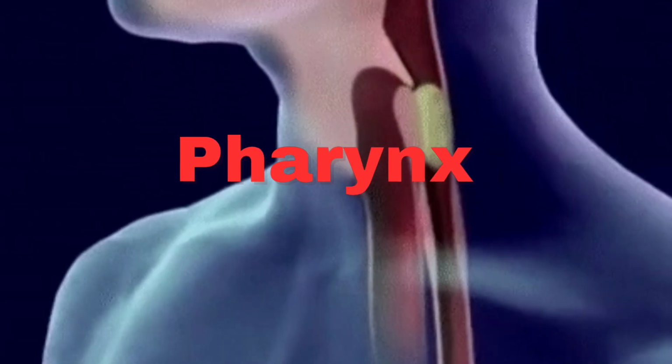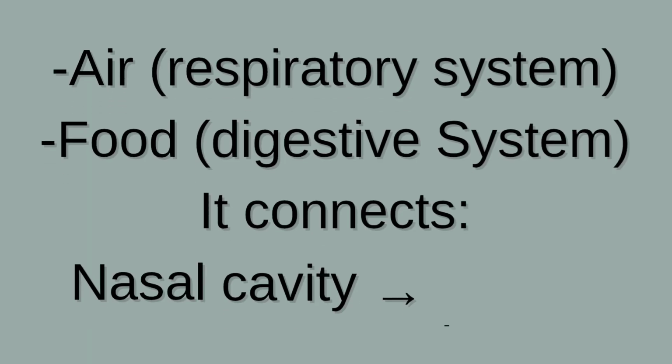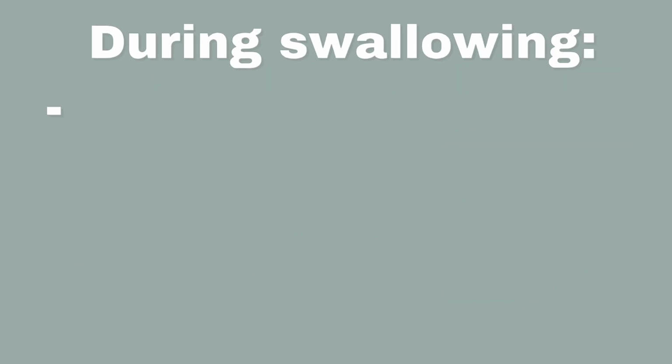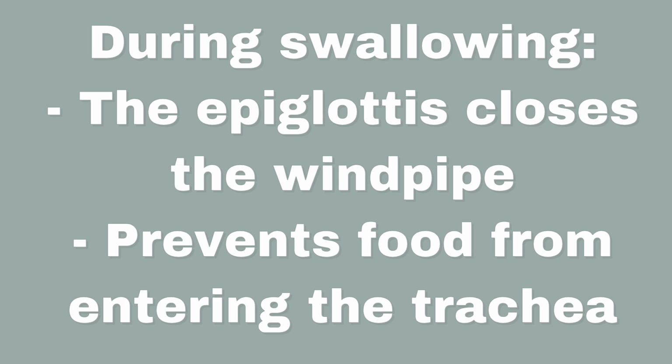The pharynx is a muscular tube that serves as a common passage for air, from the respiratory system, and food, from the digestive system. It connects the nasal cavity to the larynx. During swallowing, the epiglottis closes the windpipe and prevents food from entering the trachea.